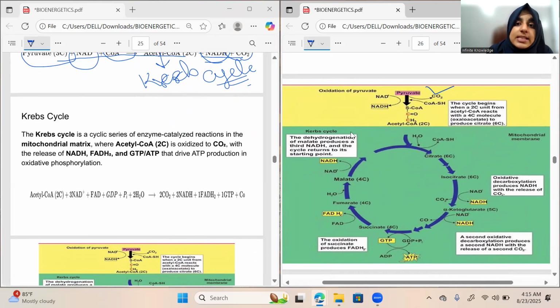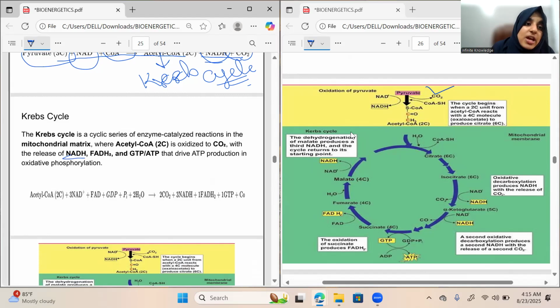Okay, now acetyl CoA is oxidized to carbon dioxide with the release of these molecules NADH, FADH2 and GTP or ATP that drive ATP production in oxidative phosphorylation. So what happens over here, there are basically energy molecules which are being produced by the action of the Krebs cycle.